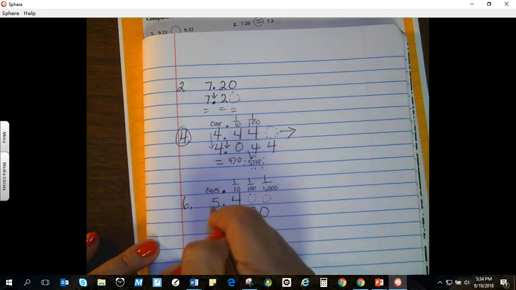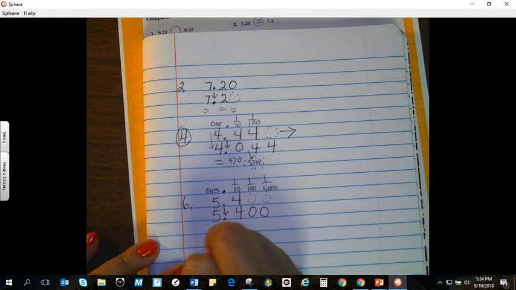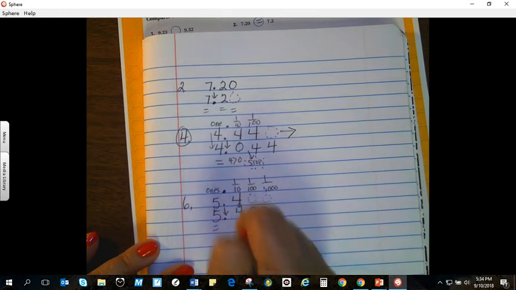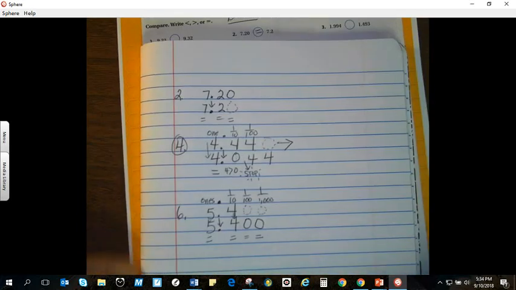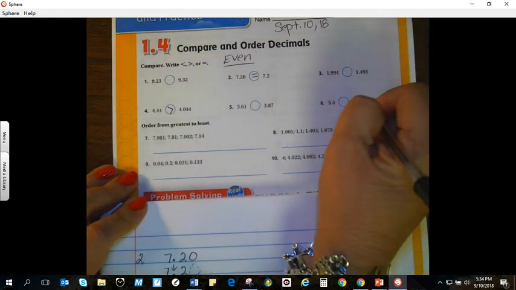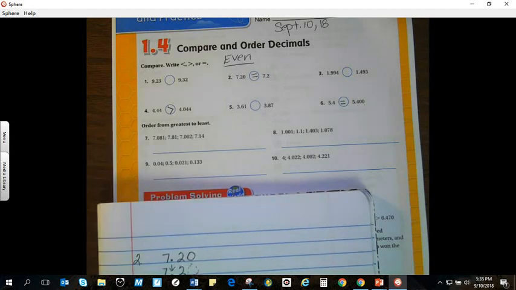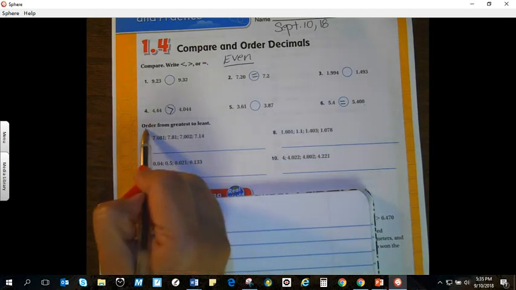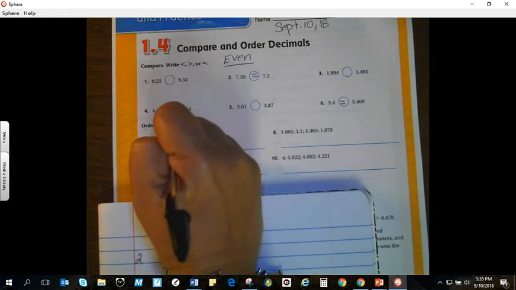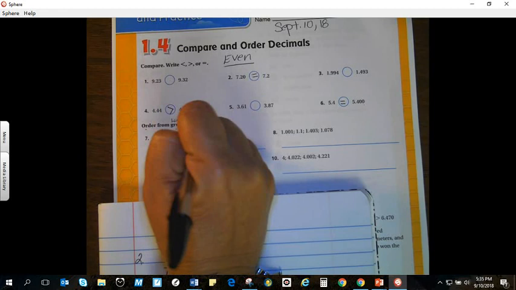So I'm comparing 5 and 5, that's equal. 4 and 4, those are equal. 0 and 0 is equal. 0 and 0 is equal. So this right here, 5 and 4 tenths and 5 and 4 thousandths, are equivalent to each other. All right, now this one reads order from greatest to least. This is large to small.